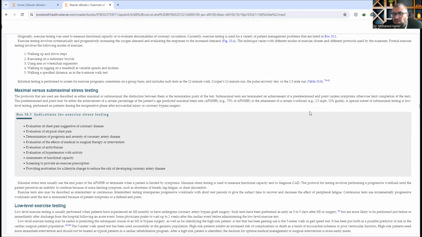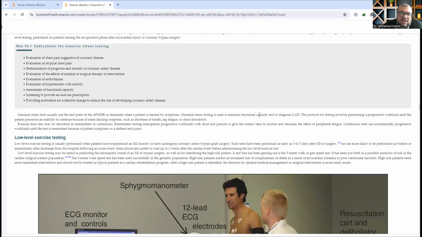A special subset of submaximal testing is low-level testing performed on patients during the recuperative phase after myocardial injury or coronary bypass surgery. We know that for patients who already have or had cardiac complications, we should start at a low level testing. We should not reach for 75% and this high percentage.